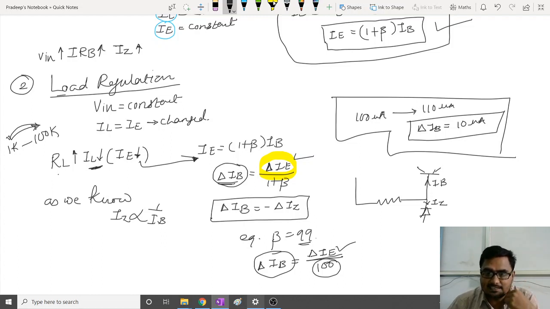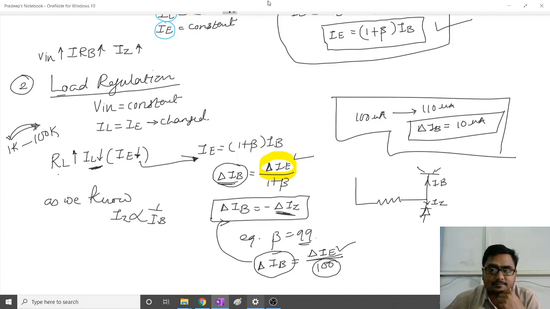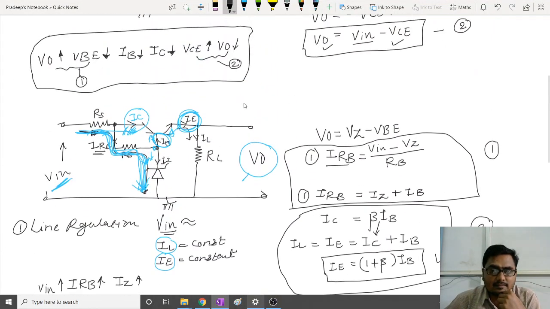अगर बेस करंट में एकदम थोड़ा सा चेंज आ रहा है, it means कि जिनर करंट में भी एकदम थोड़ा सा ही चेंज आ रहा है. Is it not? Look at this circuit. This base current, let me change the pen. This base current, उसमें एकदम थोड़ा सा चेंज आ रहा है. Even if you change this resistor in a large amount, is it? आपने क्या किया? Load resistance बहुत ज़्यादा चेंज किया. So obviously load current बहुत ज़्यादा चेंज हो गया.